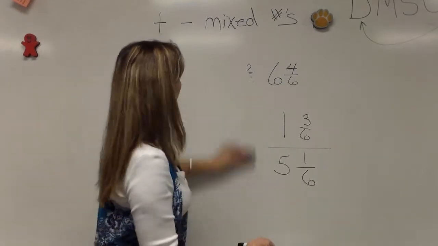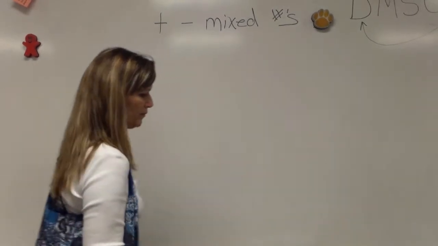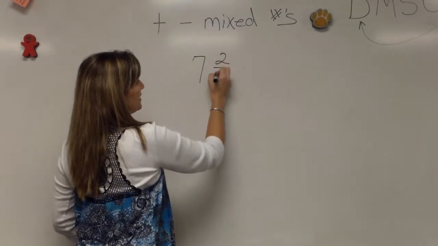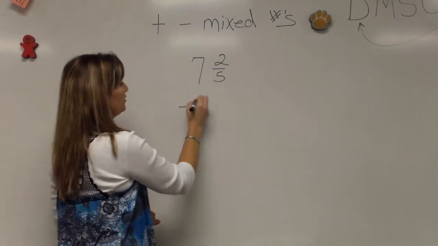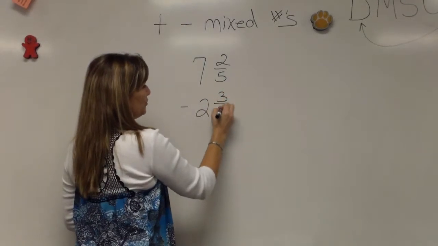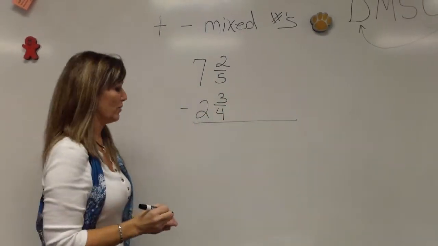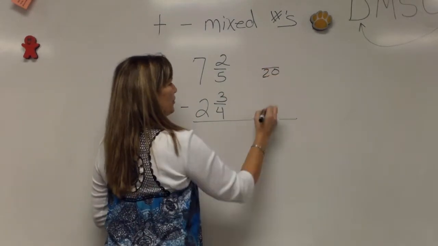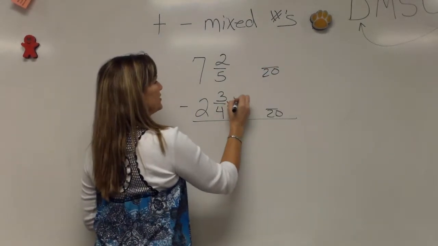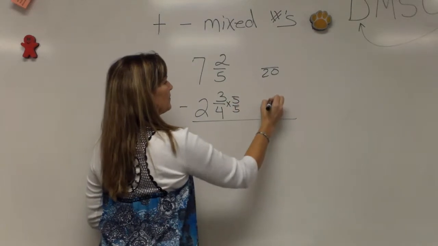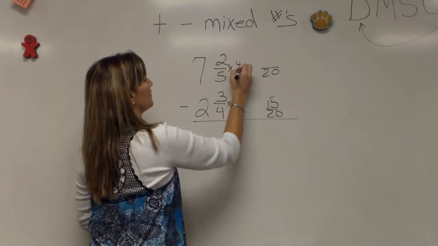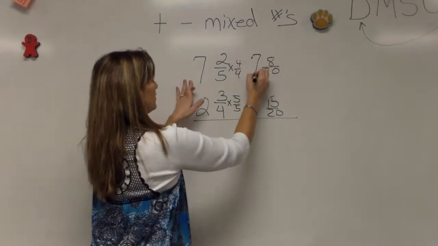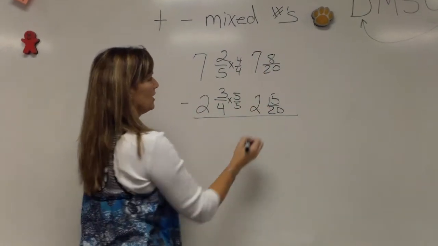Okay. If I have 7 and 2/5, now on this one you need to watch carefully because I'm going to have to do borrowing even with the fraction already there. I have to get my common denominator. We're pretty good at this now, so I'll go through this quickly. Okay, got my common denominator. Don't forget my whole numbers.